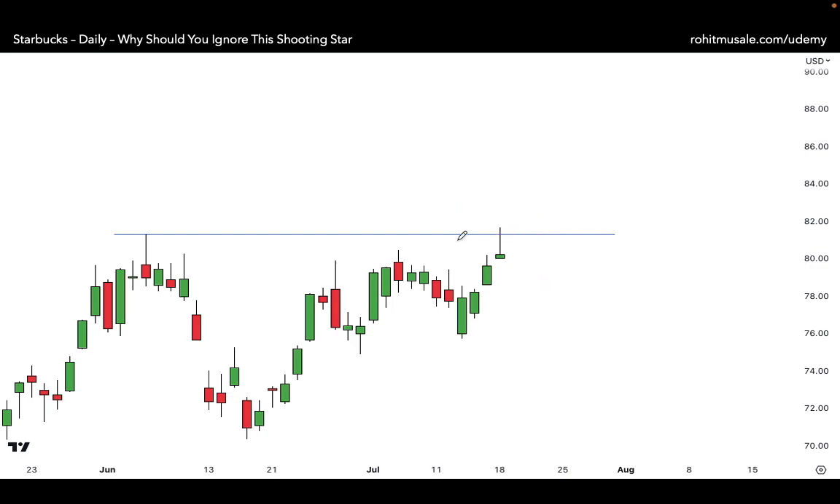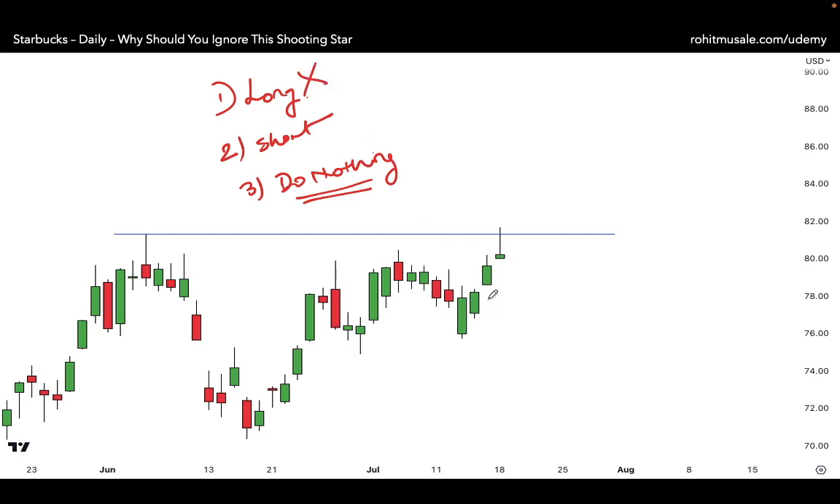Okay. So any trader faces three possibilities when he's looking at a chart. You either go long, you go short, or you do nothing if you don't have a position in the chart. Now in this case, there is no question of going long because you have a shooting star, which is a bearish candle pattern. We have understood that there is no point in going short because there is a window here. So it's a trap. Don't go short. So the only option that you are left with is do nothing.